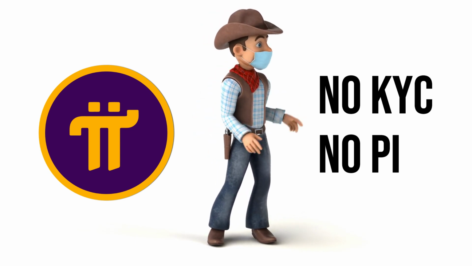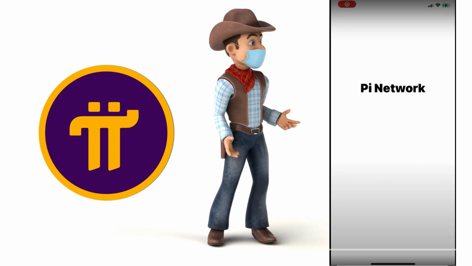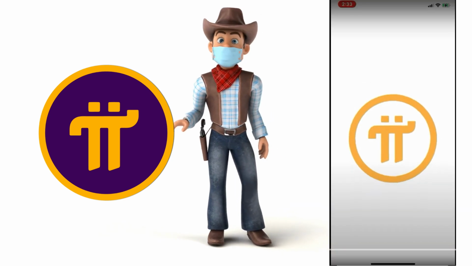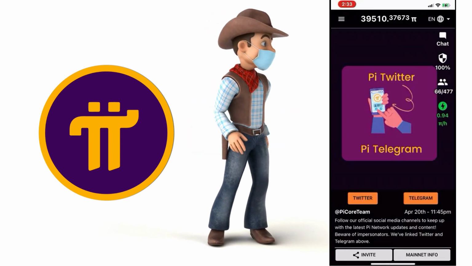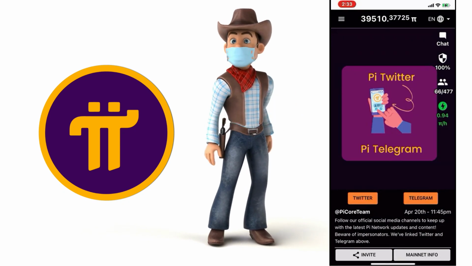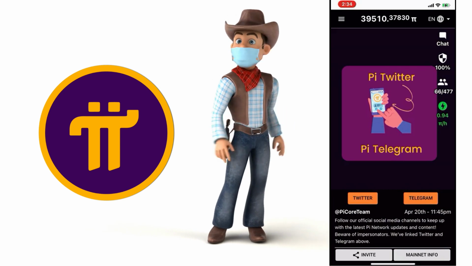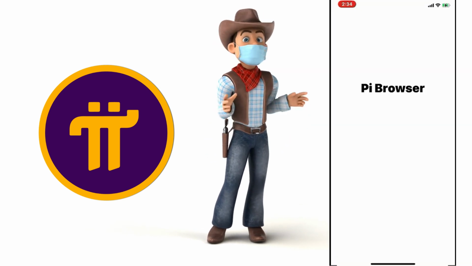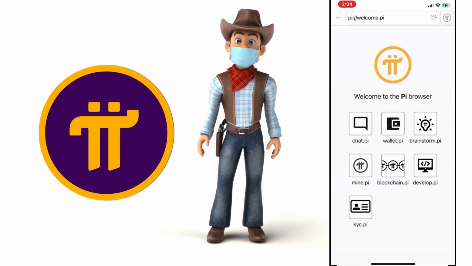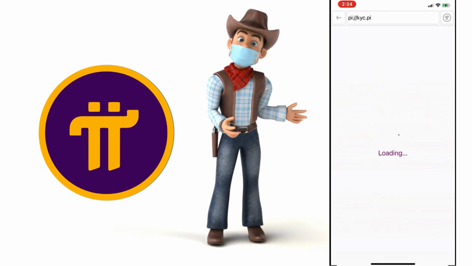There are two ways to expect the KYC. The first is that the message to KYC will pop up on the Pi Network app home screen. You are simply expected to accept the invitation to KYC and follow the steps that I am about to show you. Or, you open the Pi browser app and click on the KYC icon on the app.